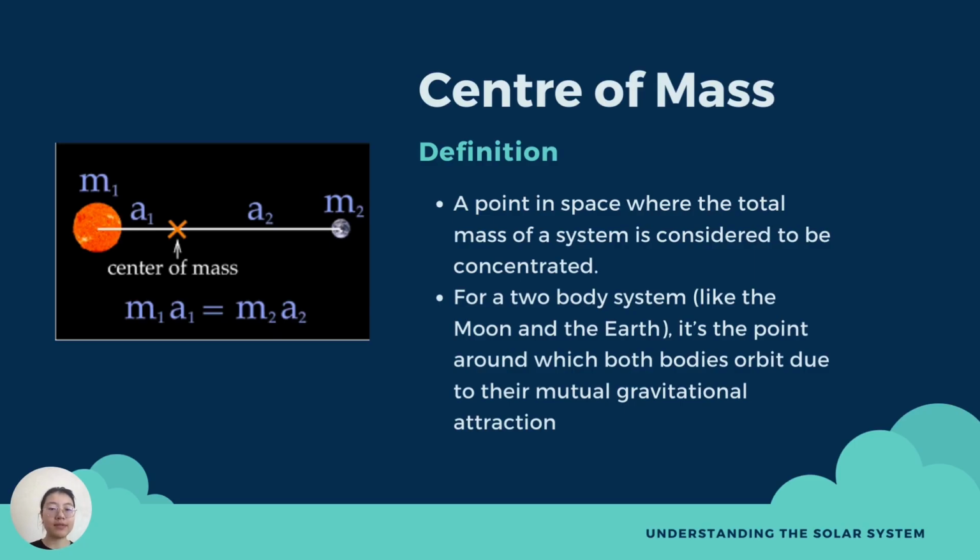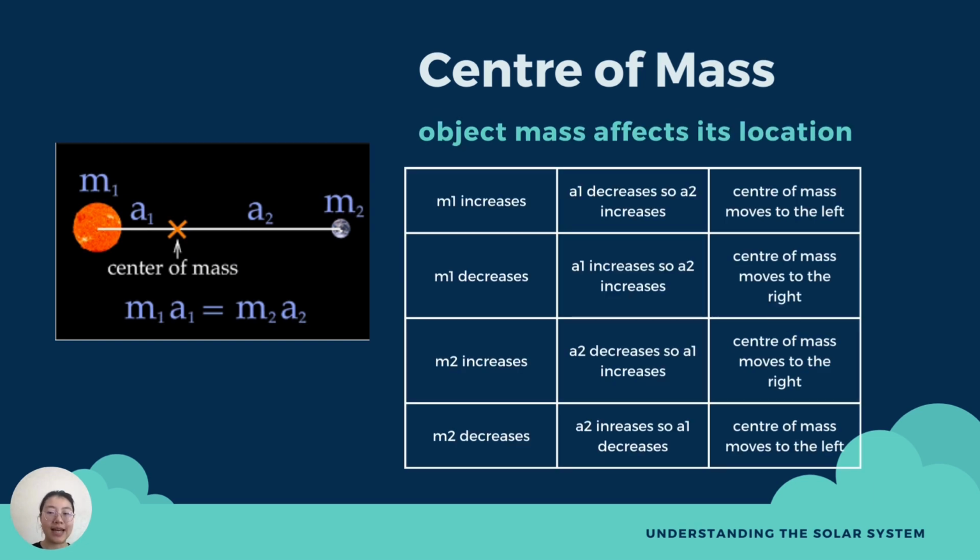It is a point in space where the total mass of a system is considered to be concentrated. So for a two-body system, like the Moon and the Earth, or the Earth and the Sun, it's the point around which both bodies orbit due to their mutual gravitational attraction. Where the center of mass is located depends on the mass of these two objects. So for example, the center of mass divides the distance between the star and the planet into A1 and A2.